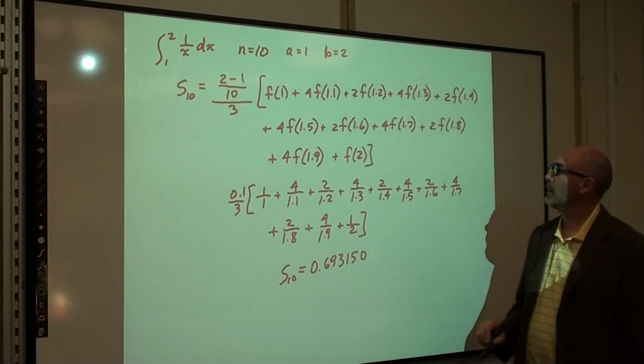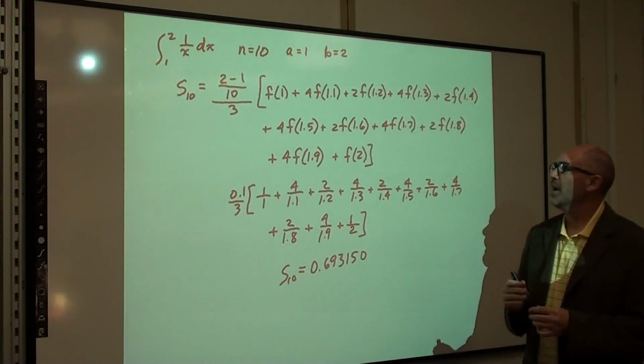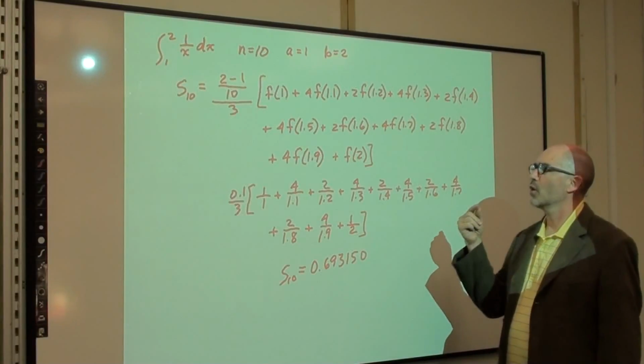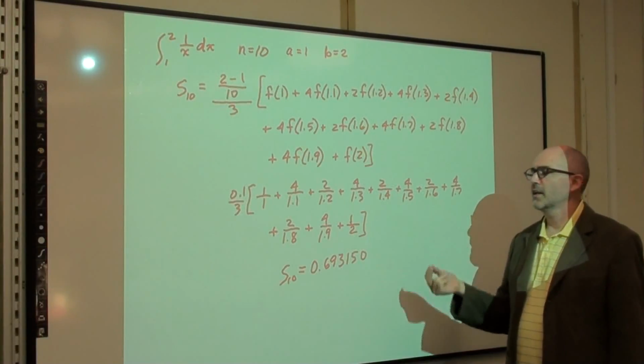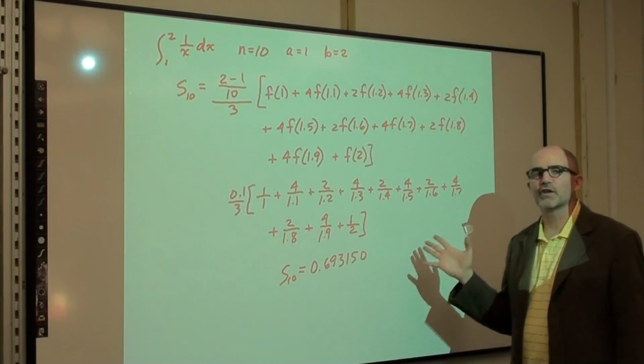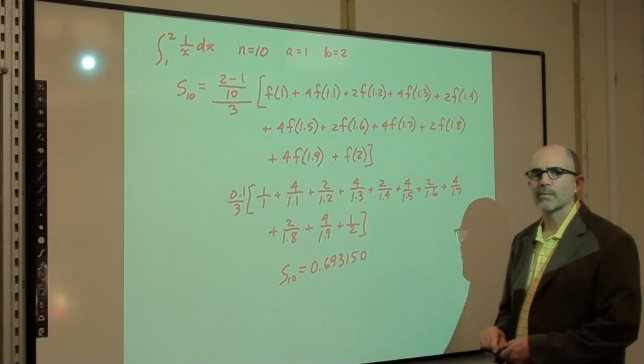That's actually right. Okay, so now we've done the approximation for the midpoint rule, the trapezoidal rule, and Simpson's rule. So now all we have left to do is talk about error.